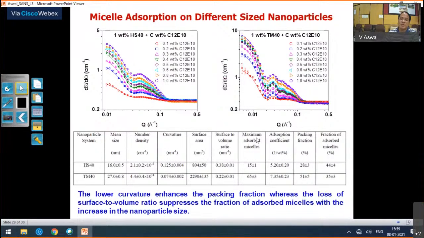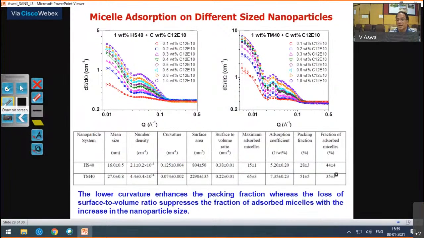So what we found out is the maximum adsorbed micelles. When the nanoparticle is small, it adsorbs only 15 micelles on the nanoparticle. But as the size increases, it increases from 15 to 65. And this is the adsorption coefficient from the adsorption isotherm. And the packing fraction is very high for the larger size particles because of the curvature effect. But the fraction of adsorbed micelles decreases when the size is increased. And this is because of the surface to volume ratio.